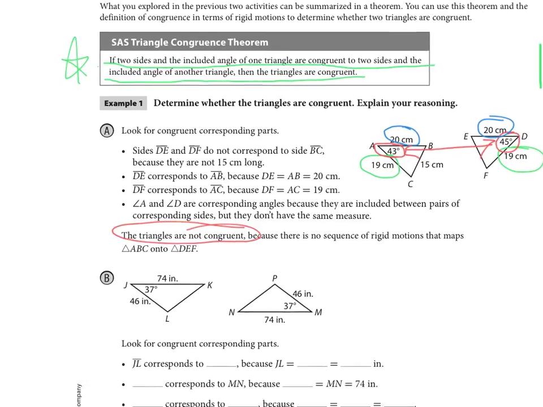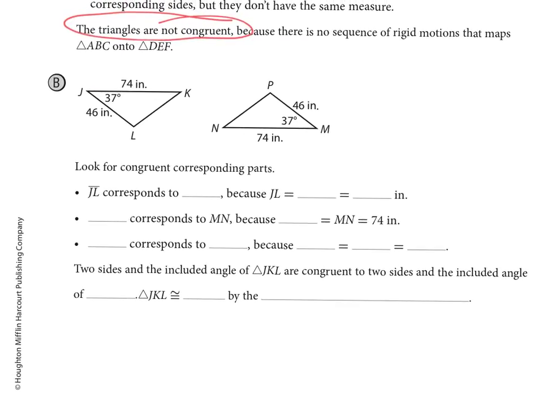So let's look down at B now. I have a side of 46 and a side of 46. So those are congruent, aren't they? I have an angle at 37 and an angle at 37. And then I have a side at 74 and a side at 74. That gives me the side, angle, side, triangle congruence theorem. And so I know that these two triangles are congruent. And that's all there is to side, angle, side.